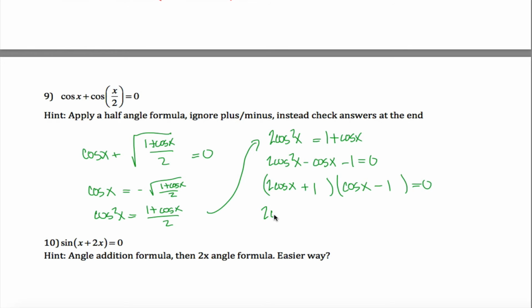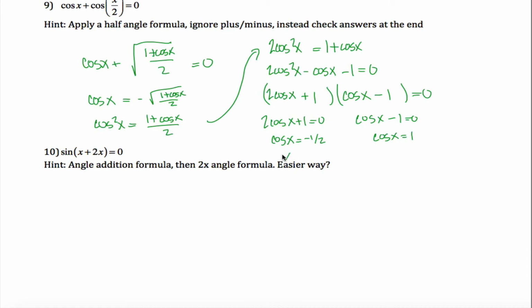So either 2 cosine of x plus 1 equals 0, or cosine of x minus 1 equals 0. So either cosine of x equals -1/2, or cosine of x equals 1. And so where does that happen? Well, cosine of x equals -1/2 at 5 pi over 6 and 7 pi over 6. And cosine of x equals 1 at 0.